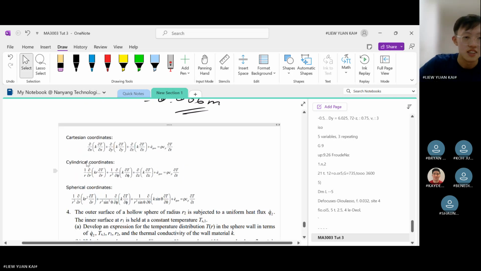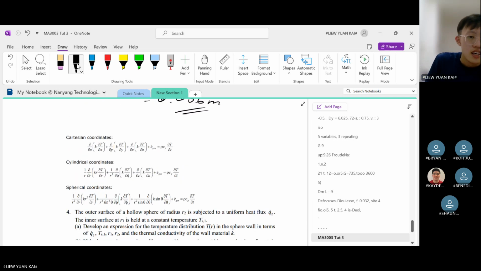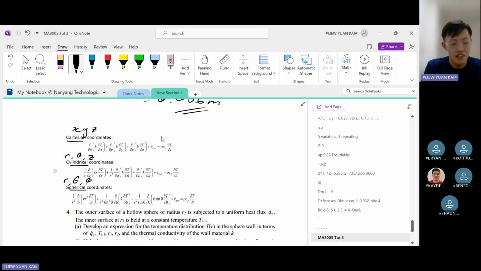Okay, let us take a look at the equations. You see? Cartesian means x, y, z. Cylindrical, the variables are r, theta, z. Spherical means the variables are r, theta, and phi. So if the object is a cylinder, then you use the cylindrical. If the object is a sphere, then obviously use the spherical.